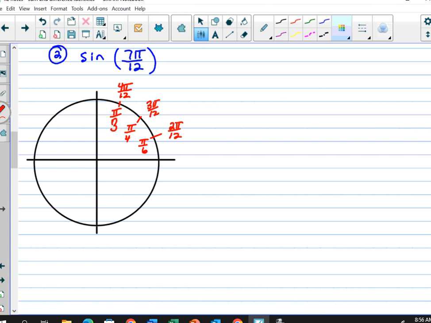Wait, so when it goes to the 1/2, that would be 6 pi over 12. Where's the 5? What 5? Like 5 pi over 12 doesn't exist on the circle. It's not one of the values that we actually know. Just like 7 pi over 12 is one that we actually know.